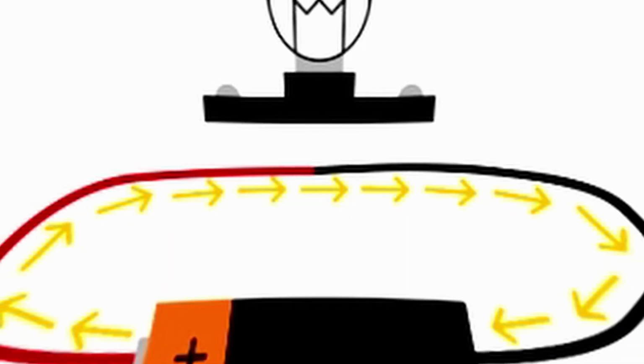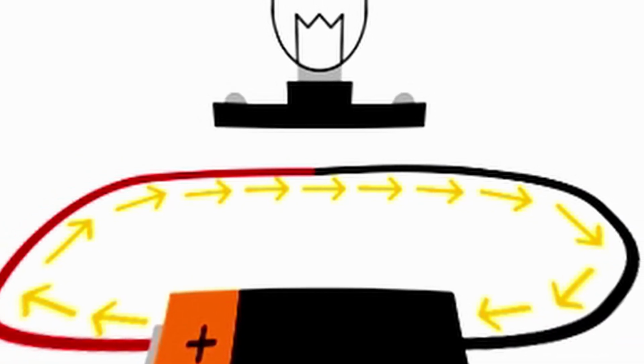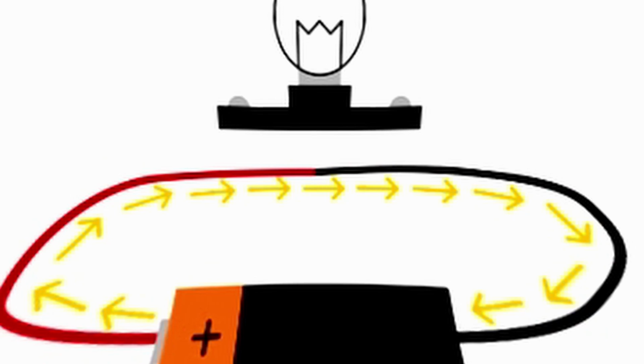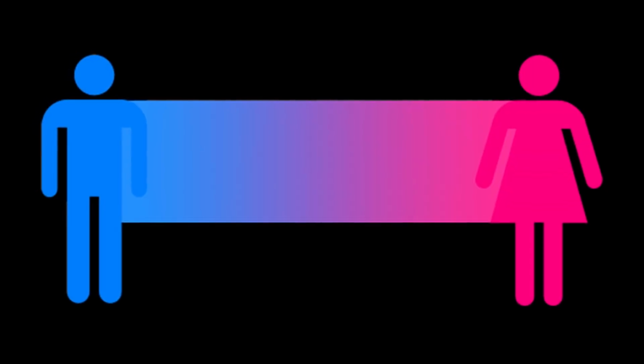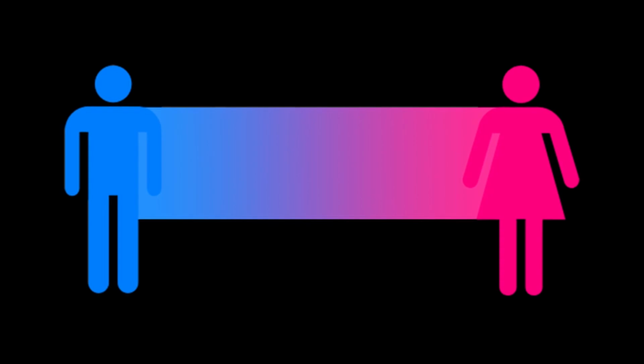Imagine a battery with both ends connected by a wire. The positive end pushes out and is pulled in by the negative end, only ever creating electricity when connected. This is the same for gender. The sexes are polarized, with each sex on either the negative pole or the positive pole relative to each other.